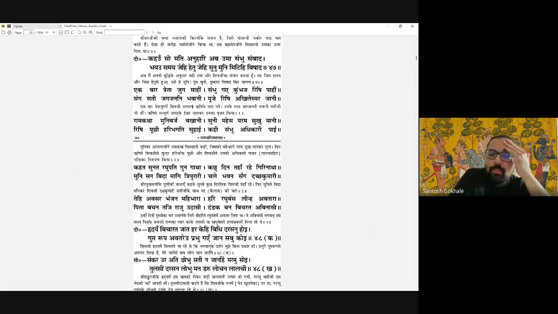Sorry, I'm confusing things. The Rishi offered puja to Shivji. Agastya Rishi worshipped Shivji. Sorry. It was a wrong interpretation by me. Puje Rishi Akhileswara Jani, the Rishi worshipped Shivji knowing him to be the Lord of all. I stand corrected. Rāmacaritamānasa muni barja bakhani. And now Agastya recites the Ram Katha to Shivji. Rāmacaritamānasa muni barja bakhani, suni Mahesh param sukhumani. So Agastya Rishi is telling the Ram Katha to Shivji.